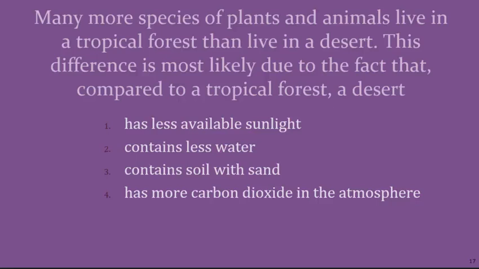So here's your next question. Many more species of plants and animals live in a tropical forest than live in a desert. This difference is most likely due to the fact that compared to a tropical forest, a desert has less available sunlight, contains less water, contains soil with sand in it, and has more carbon dioxide in the atmosphere.